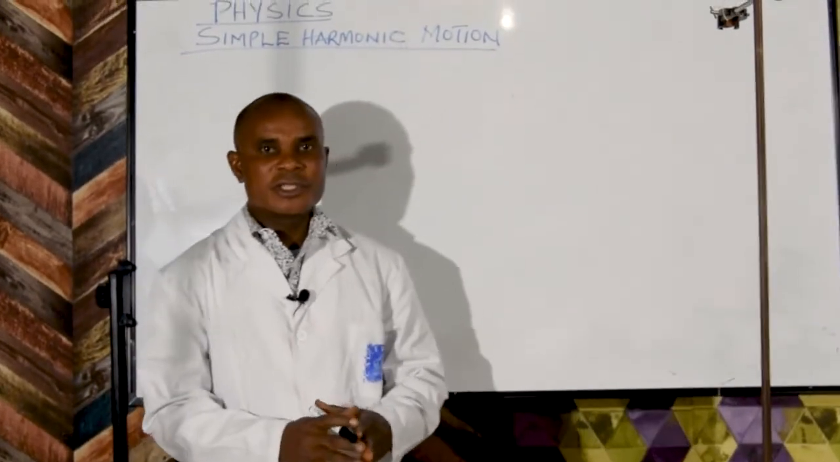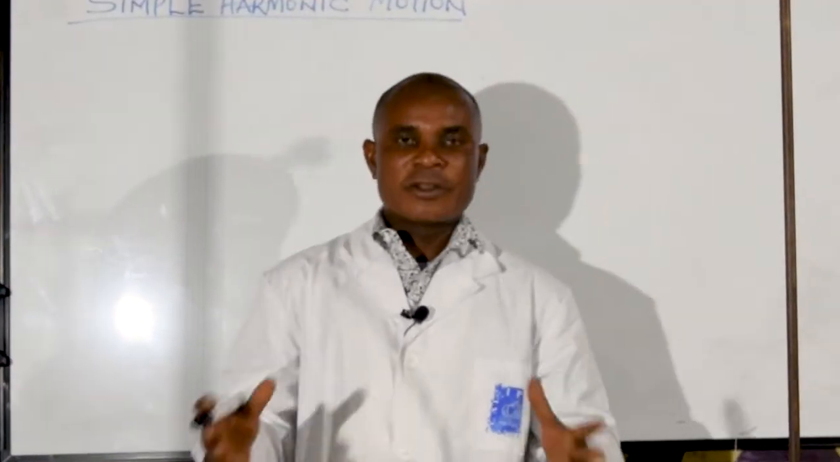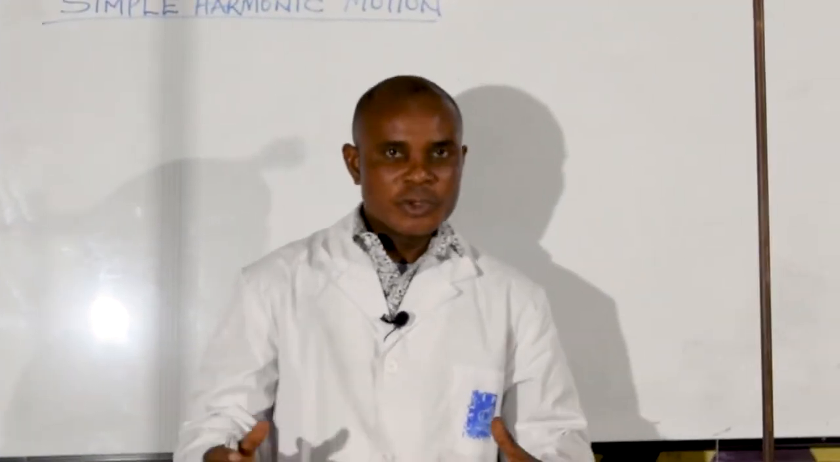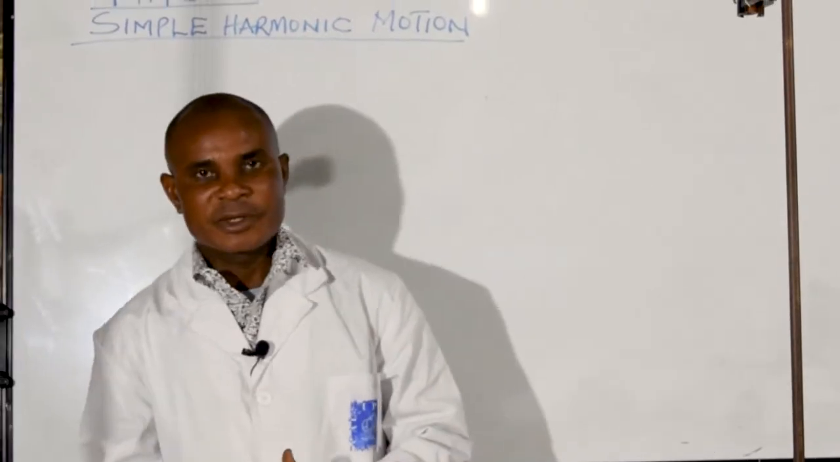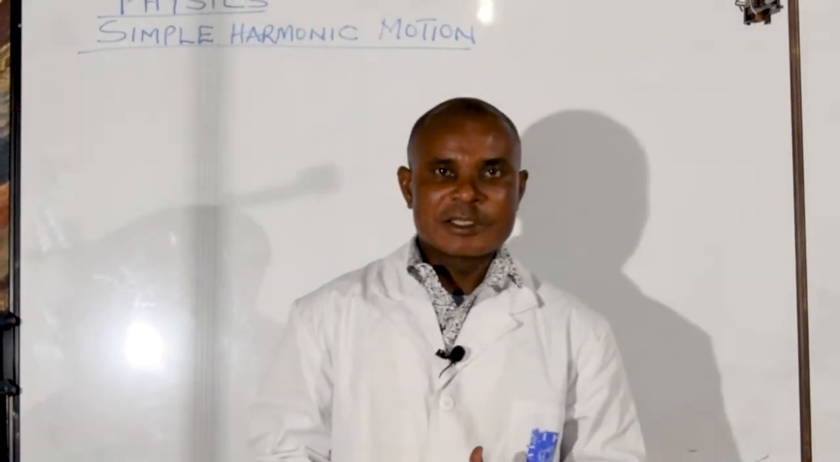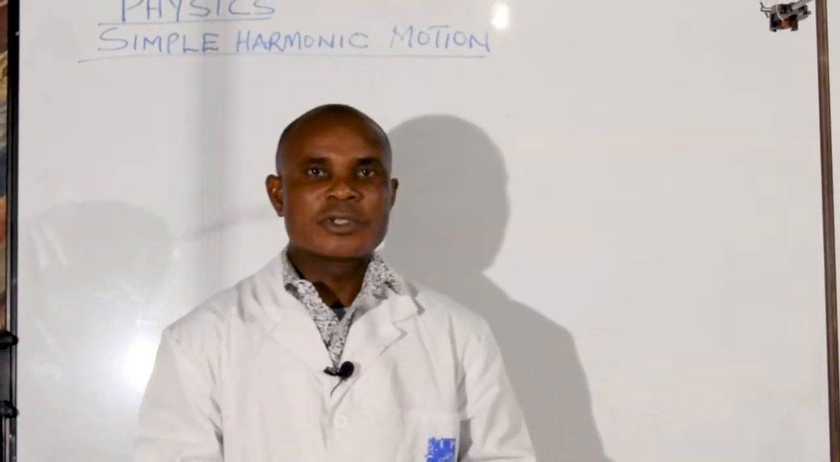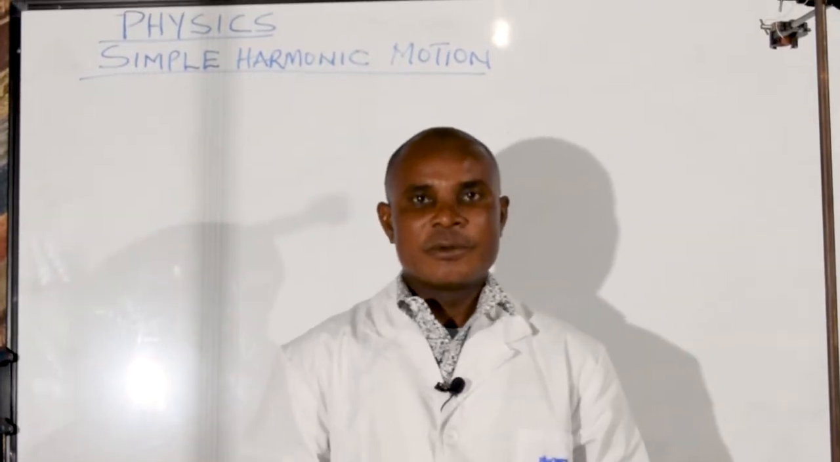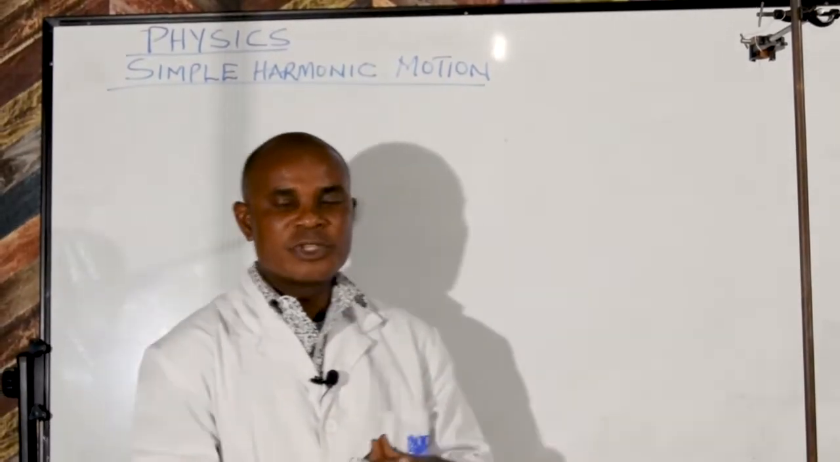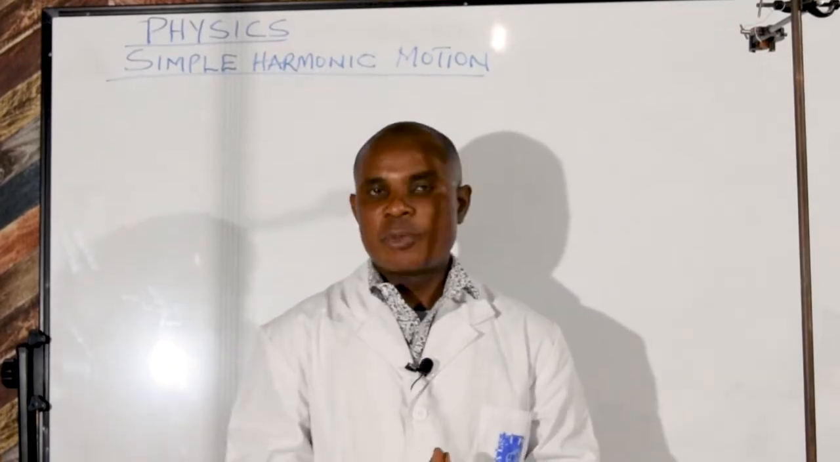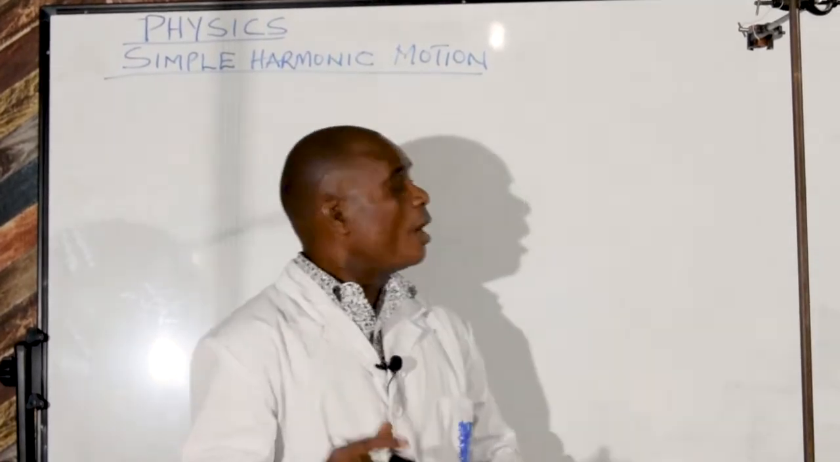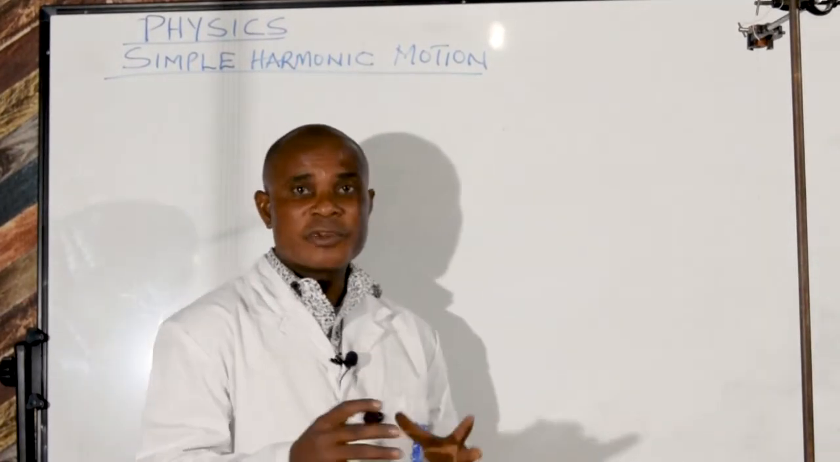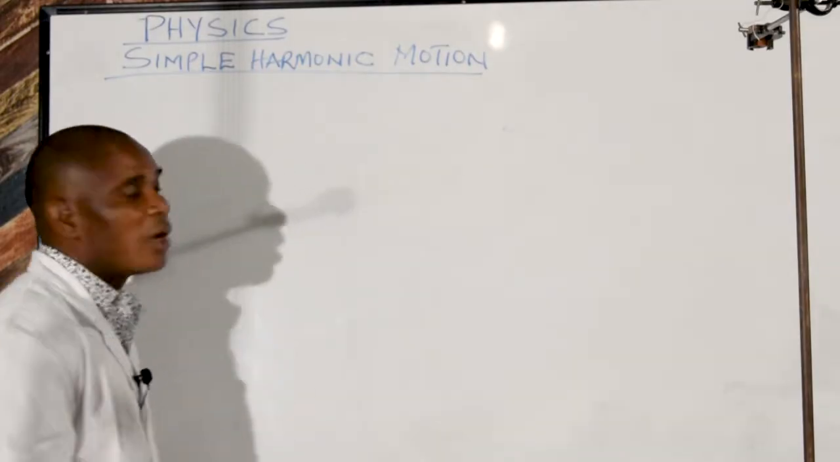Simple harmonic motion is a kind of oscillatory motion in which the acceleration is directly proportional to the displacement, and that acceleration is always towards the center, and opposite to the displacement. So I'm going to give you some of the properties of simple harmonic motion.